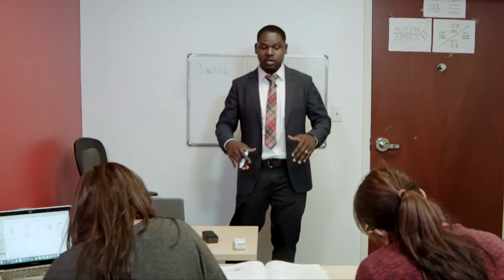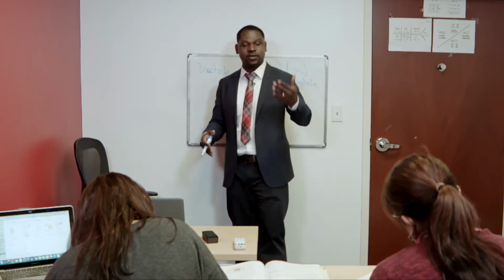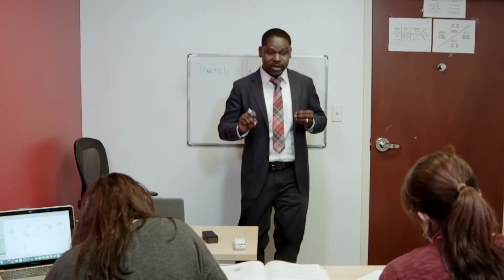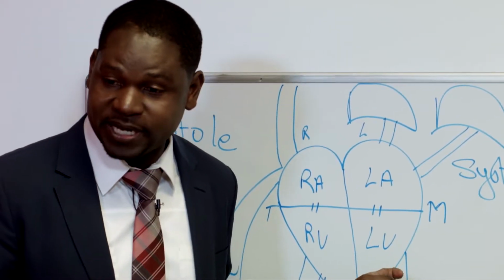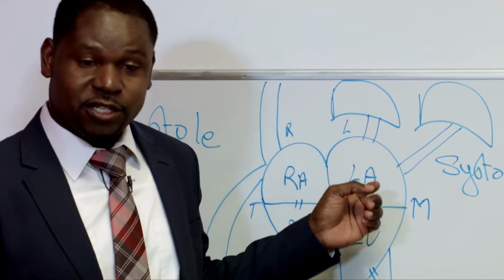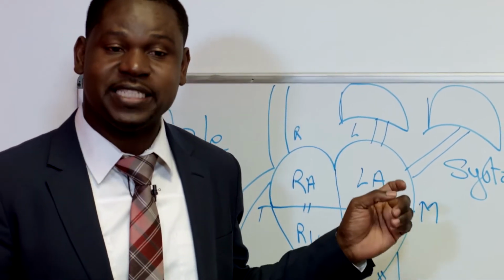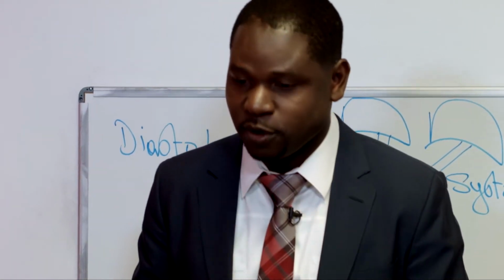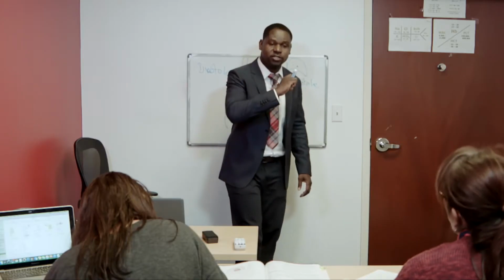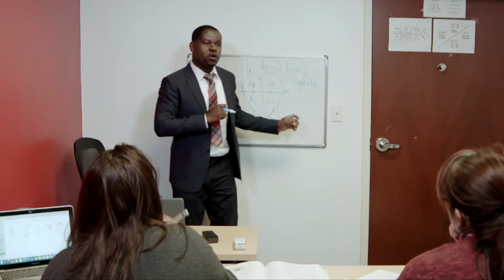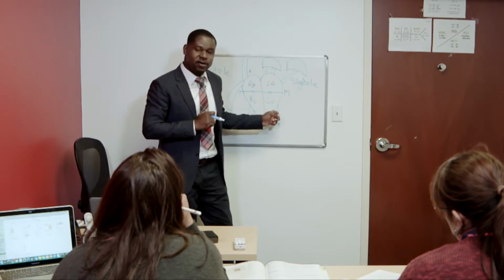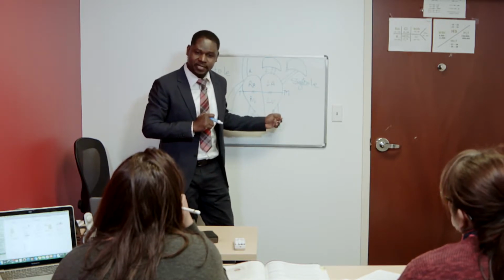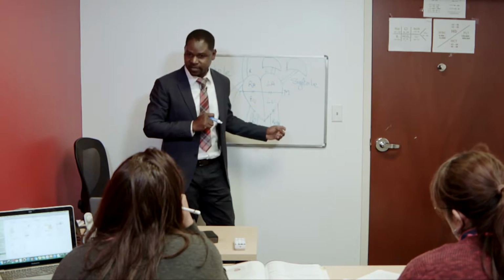This is a systolic murmur. I repeat it again. You have a systolic murmur when during systole the aortic valve, supposed to be open, is not opening, or the mitral valve, supposed to be closed, is not closing. Now, my question for you is, why is that? What could cause the aortic valve to not open during systole?